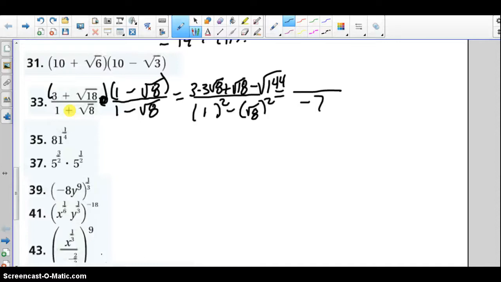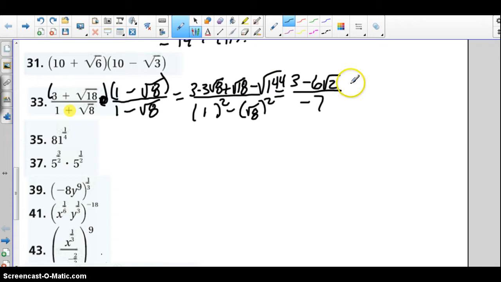Well, welcome back to the second half of the review for Chapter 6, and we're going to finish up number 33 here. We need to simplify some of these things inside the numerator, so we're still going to have the 3 and simplify this. This is going to be radical 8. We're going to kick the 4 out as a 2.